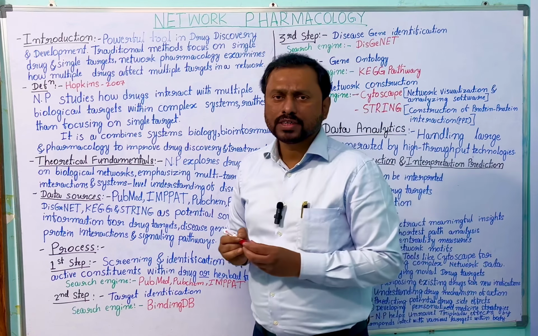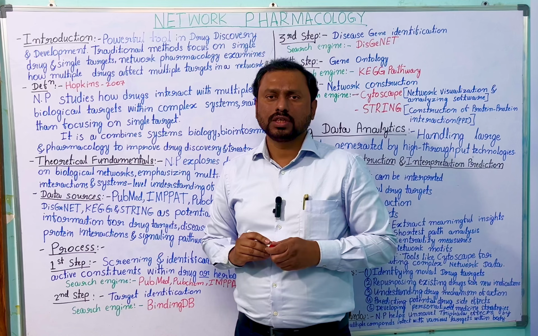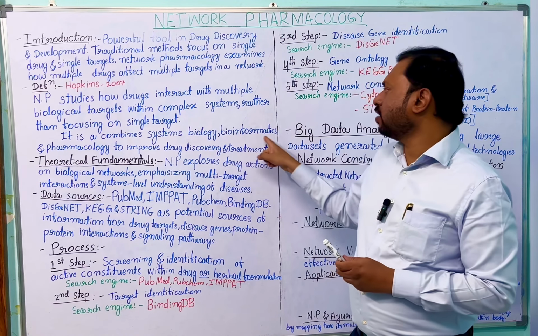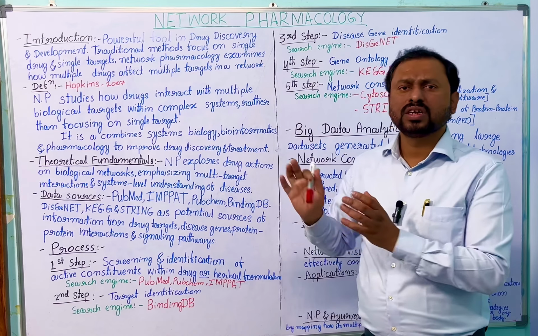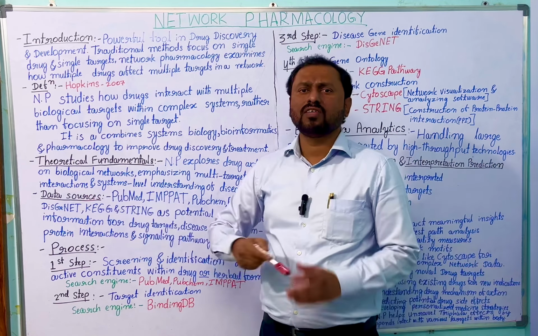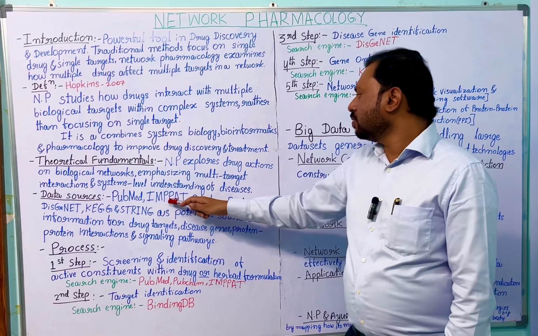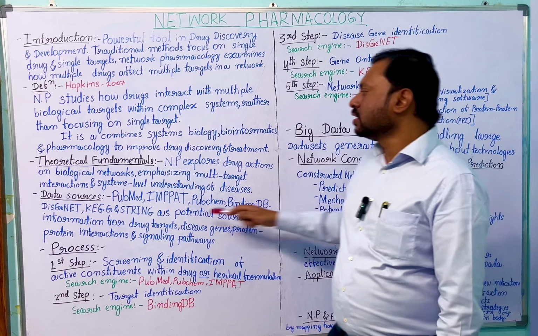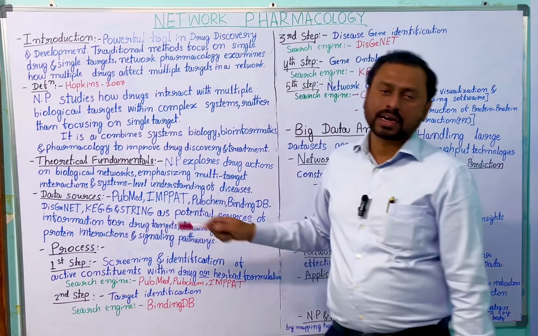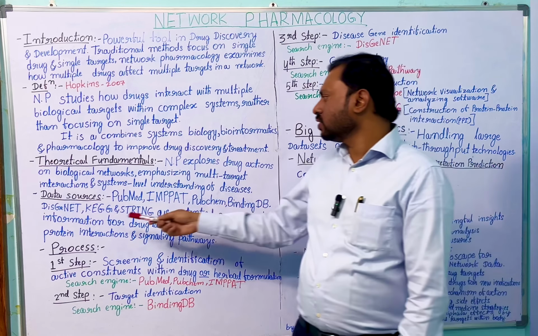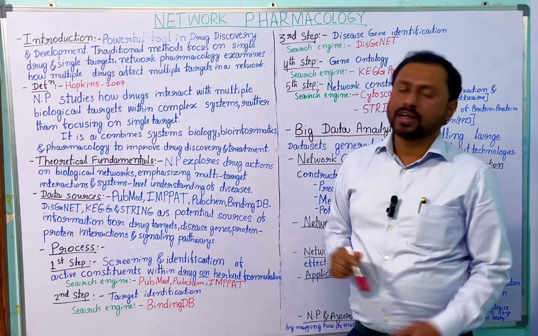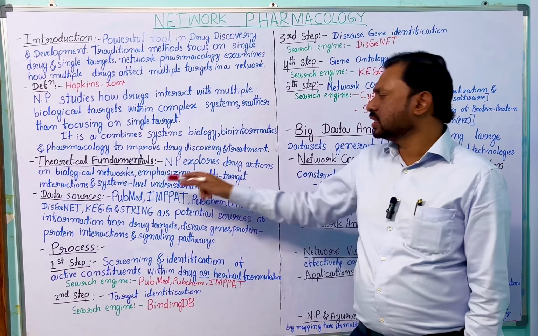Now the next point is data sources. Network pharmacology requires some data sources. We already studied that this is bioinformatics and biology, so it requires data. What are the sources available? PubMed, Impart, PubChem, BindingDB, DisGeNET and KEGG, STRING serve as potential sources of information for drug targets, disease genes, protein interactions and signaling pathways. To study all these things we require these databases.